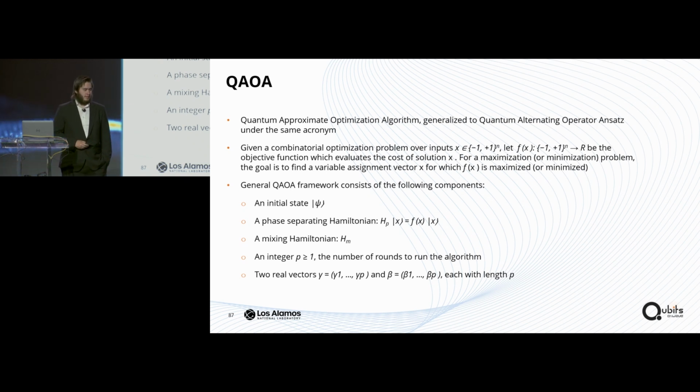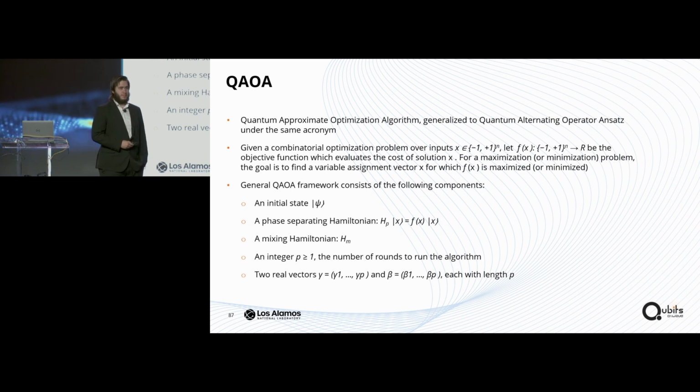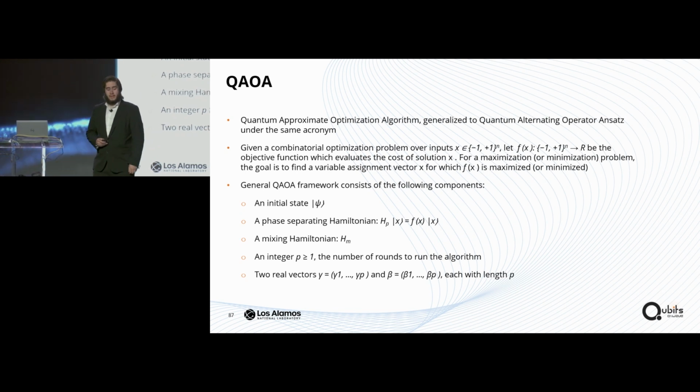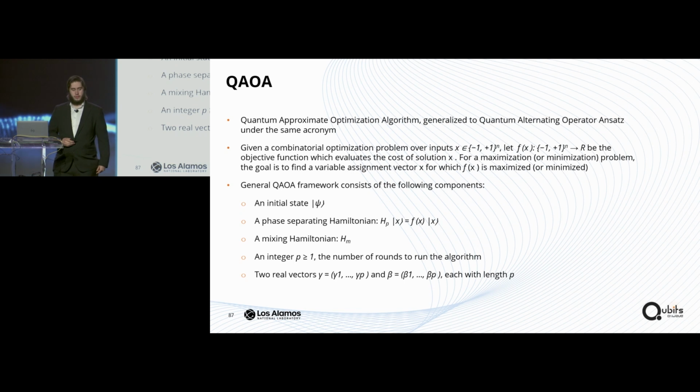Yeah, so QA-OA, it's an acronym. It stands for the Quantum Approximate Optimization Algorithm, and this was generalized to the quantum alternating operator ansatz under the same acronym. The idea is that given some combinatorial optimization problem, in this case we're looking at variable states, which are spins, the objective is to find the minimum possible assignment. These are unconstrained optimization problems, but of course you could do the same for maximization problems. Generally, QA-OA follows this general framework of some initial state, then you have a phase separating Hamiltonian. This encodes what your cost function is, and next you have your mixing Hamiltonian, which again in our case is the transverse field mixer.